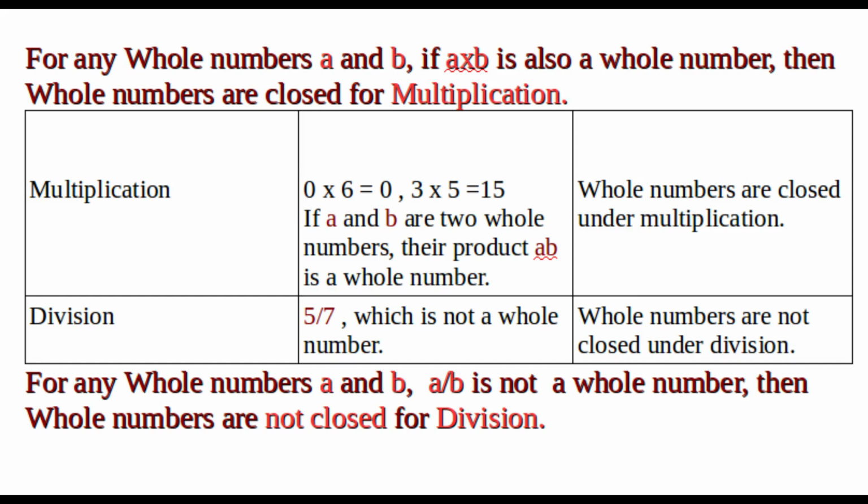Then come to the last operation, division. 5 divided by 7 is not a whole number. We will get some decimal numbers only. 1 by 2 is equal to 0.5, that is not a whole number. 0 divided by 10, that answer is 0 only, but in most cases it is not possible. Other than 0, if we divide a number by another number, it does not always give a whole number. Therefore, we can conclude that whole numbers are not closed under division.